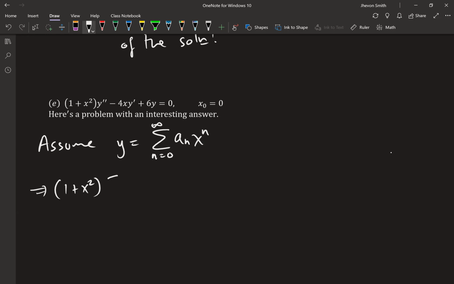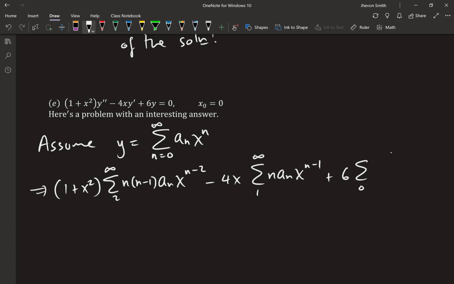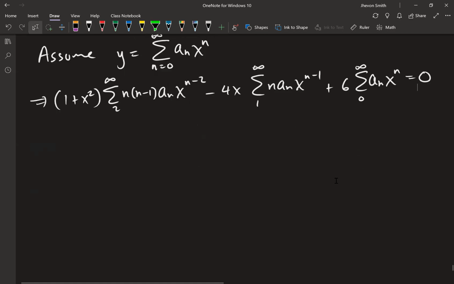The second derivative will be the series starting from 2 to infinity of n times n minus 1 a_n x to the n minus 2, minus 4x times the series starting at 1 of n a_n x to the n minus 1, plus 6 times the series of a_n x to the n, equals 0. Again, I'm going to expand this.